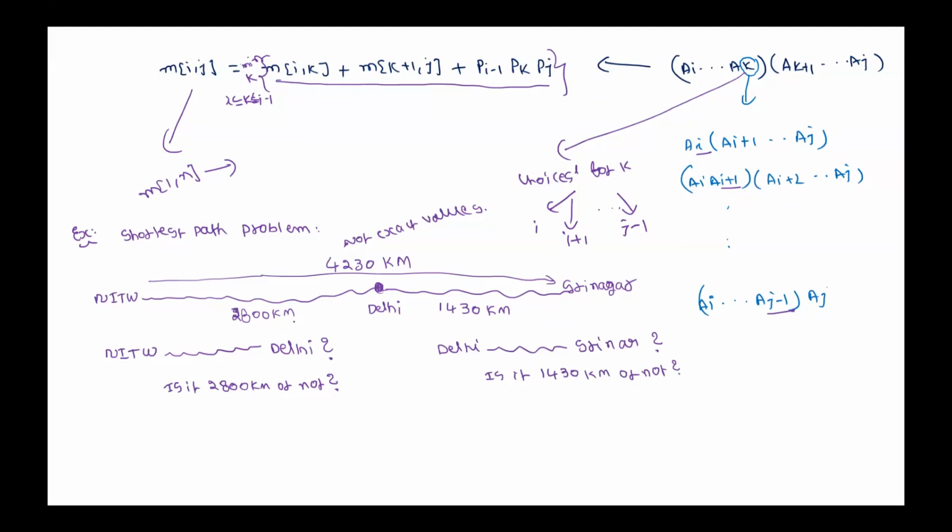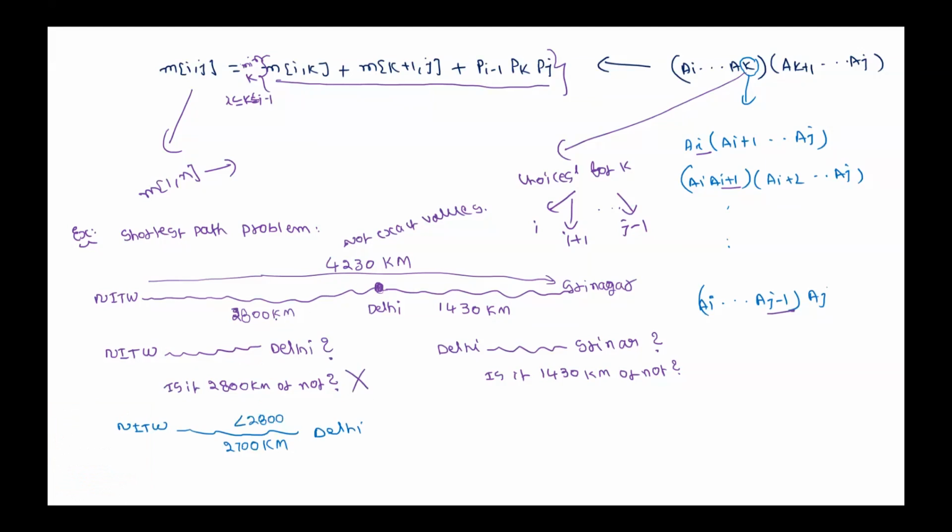I think it's not optimal substructure, it's not clear to you. Okay, now I repeat. If at all 2800 is not correct, that means what? That means there is some route from NITW to Delhi which takes say 2700 kilometers, that is less than 2800. Let us suppose 2700 kilometers.